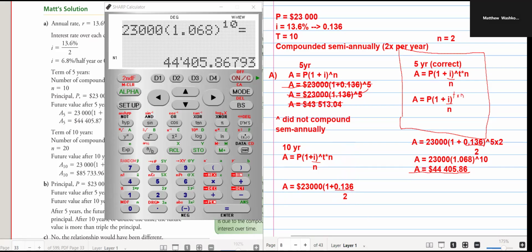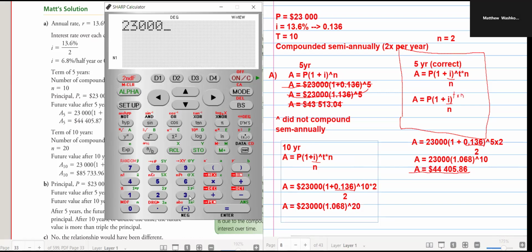Again, you're noticing I'm keeping it as a fraction. Important. All to the power of 2 or 5 times 2, right? Which is the same thing. $23,000 times 1.068, right? That's the same thing as before. All to the power of, I messed up. It's not a 5-year loan. It's a 10-year loan, right? Again, always refresh yourself. So it's to the power of 20.